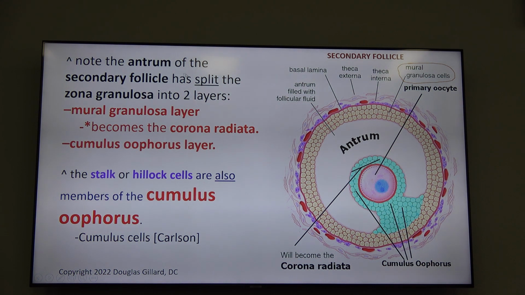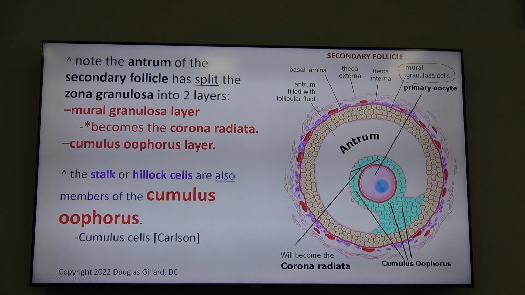So the antrum of the secondary follicle has split into two layers, and let's name them. We have the mural granulosa layer and the cumulus oophorus layer. What a weird word, cumulus oophorus. Good name for a dog maybe, cumulus oophorus, or maybe just Oophorus. That'd be a good name. So these are the two layers, so let's look at them.